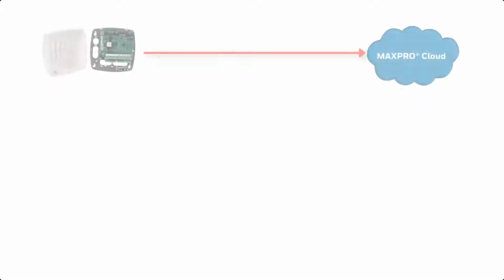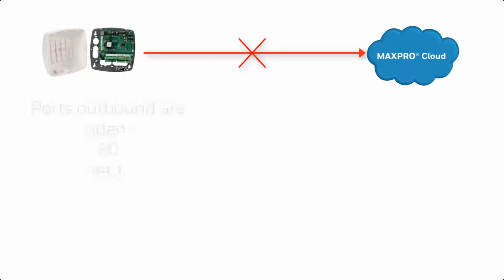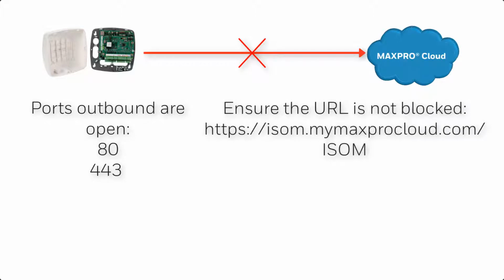Lastly, if all the previously mentioned items have been checked and the panel still will not register, the reason could be related to the local network at the site. Ensure that ports 80 and 443 outbound are not blocked, and that the network firewall is not blocking traffic to the ISOM URL that was previously mentioned.